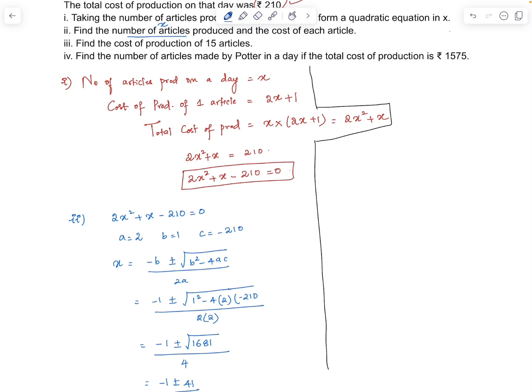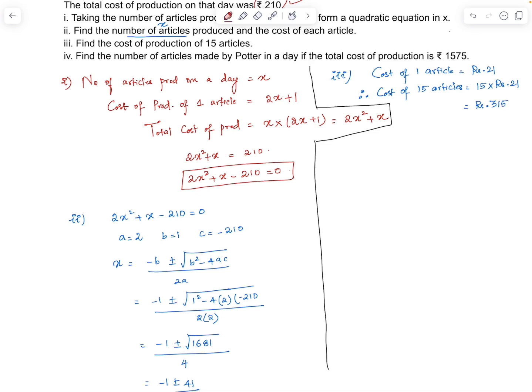Question number 3. Find the cost of production of 15 articles. Cost of production of one article is rupees 21. Therefore, cost of production of 15 articles is 15 times rupees 21, which gives us rupees 315.